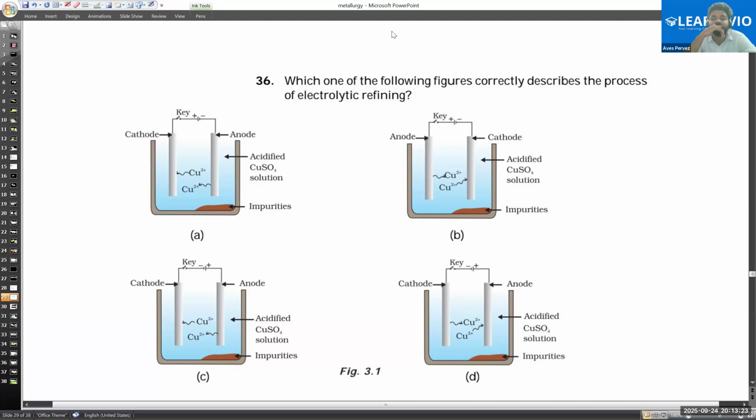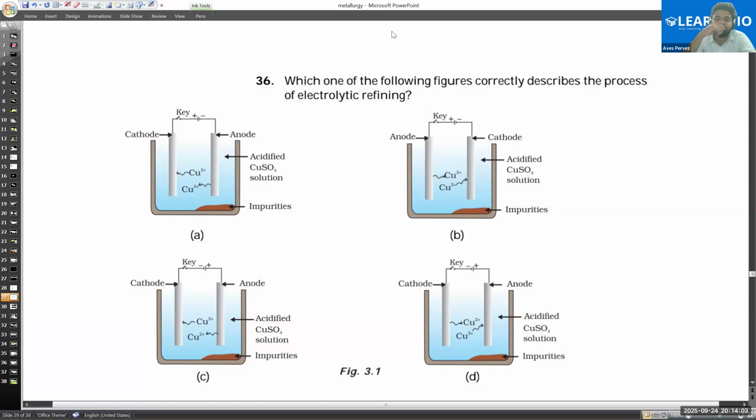Which one of the following correctly describes the process of electrolysis? So you are saying the third one. Which of the following is the correct option, Sarah? Umair is saying A, Rayan is saying B, Ritvika is saying B, Inan is saying C. Is there anyone else? What's your option, Sarah? Is it B? Okay. I'm saying that option C is correct.